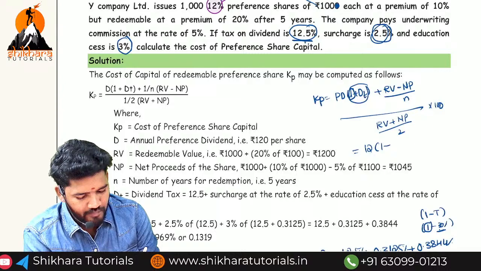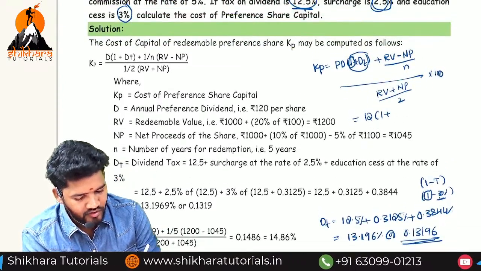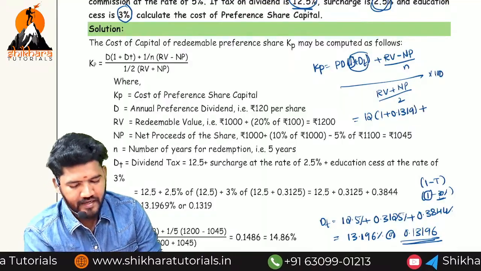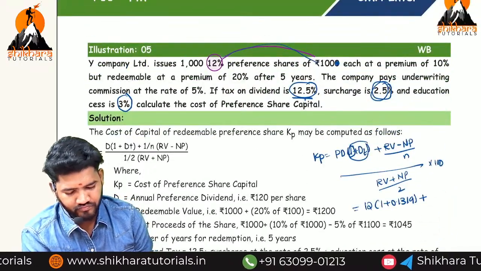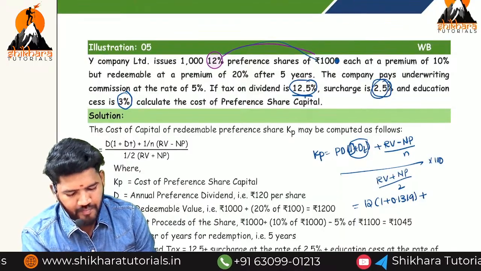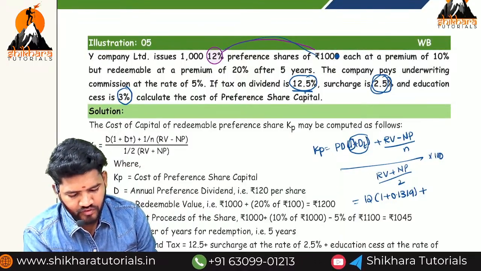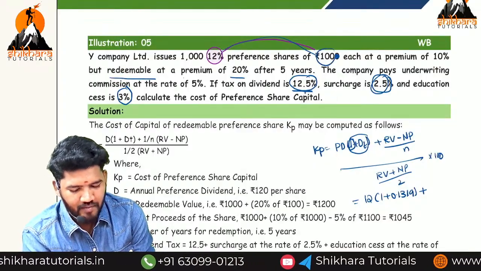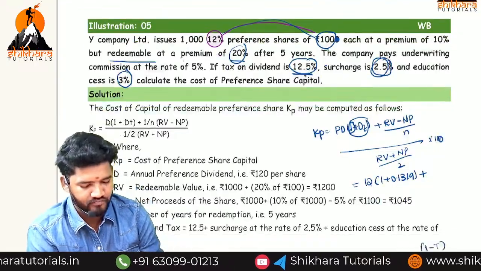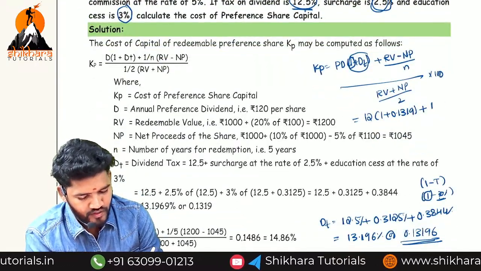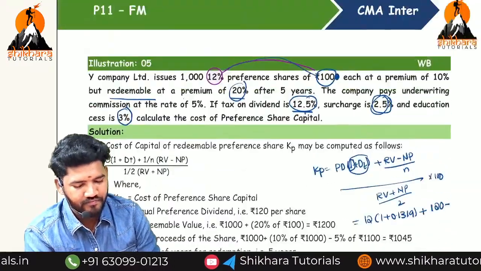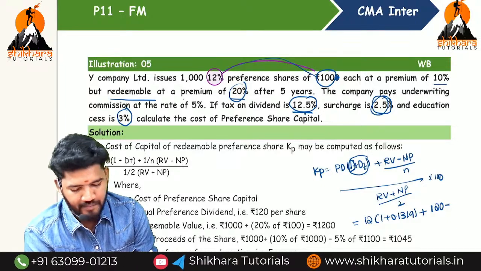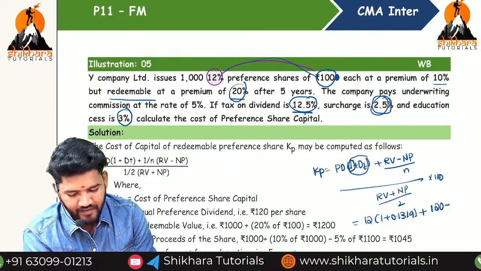12 into 1 plus 0.1319, plus the repayment value. The information is what? Redeemable at a premium of 20%. 100 plus 20%, 120 only. 120. What about the net proceeds? Premium of 10%. Commission also is there, 5%.